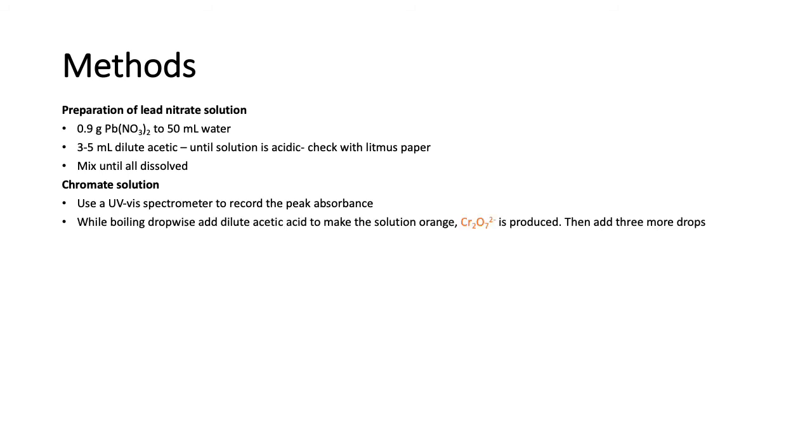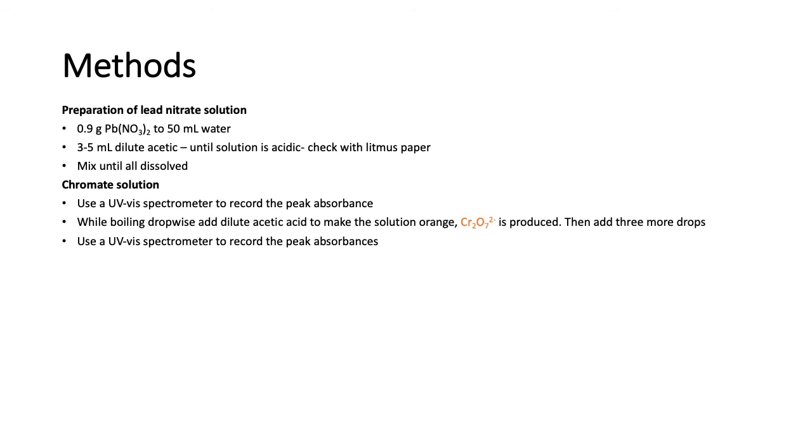Then back to the chromate solution. Use a UV-vis spectrometer to record the peak absorbance. While boiling, drop wise add dilute acetic acid to make the solution orange. Then you add 3 more drops. You can use UV-vis afterwards, so you can compare it to the one before. So before it would just be yellow, hopefully.